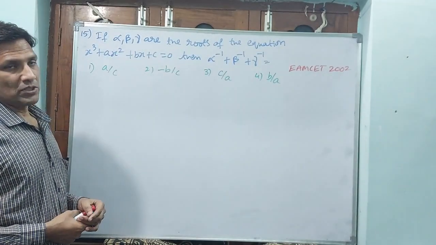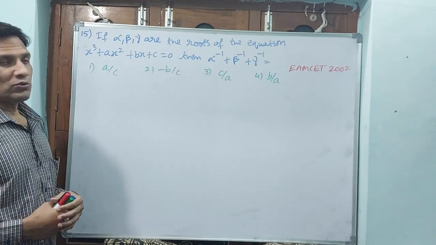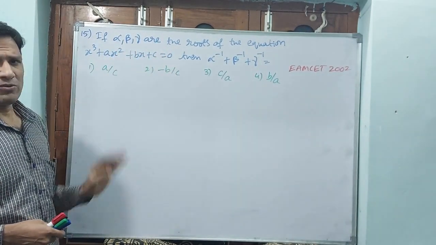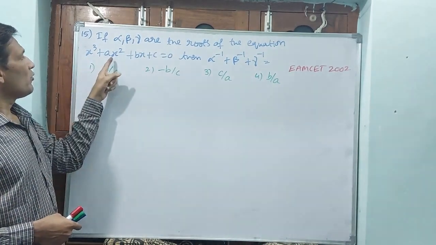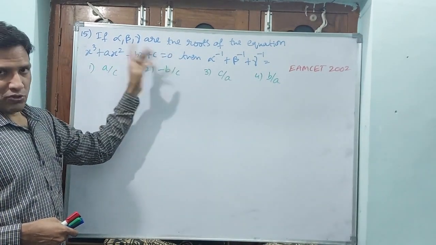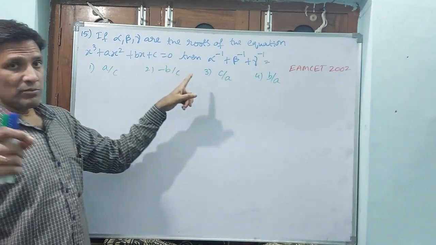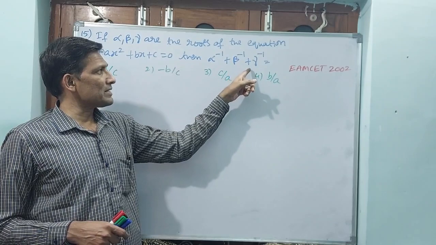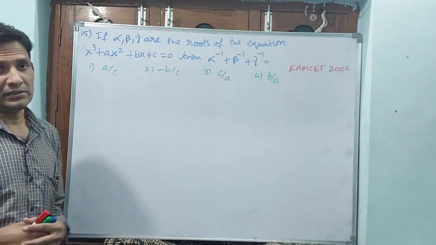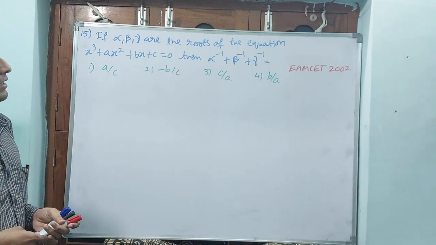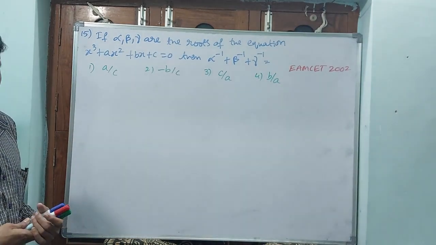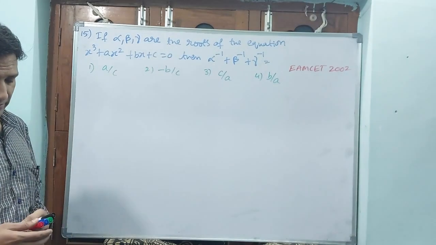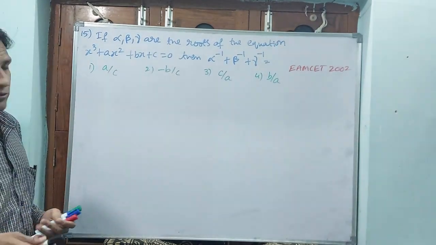See, 15th question. MSET 2002 question. If alpha, beta, gamma are the roots of the cubic equation, cubic equation means degree 3 only will come. We know x cube plus ax square plus bx plus c equal to 0. This is the equation. See, observe here. First they are asking alpha to the power of minus 1 plus beta to the power of minus 1 plus gamma to the power of minus 1. How to find this we will see. First, what we do, we will get S1, S2, S3.